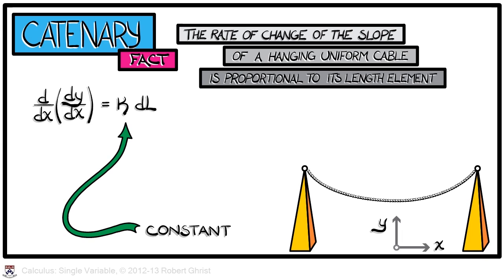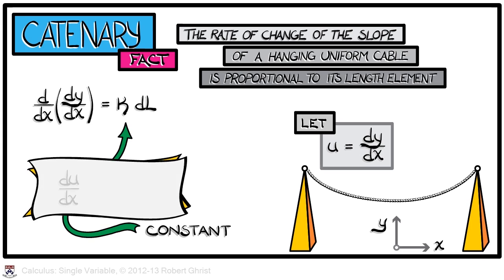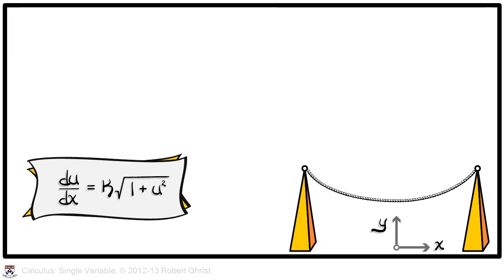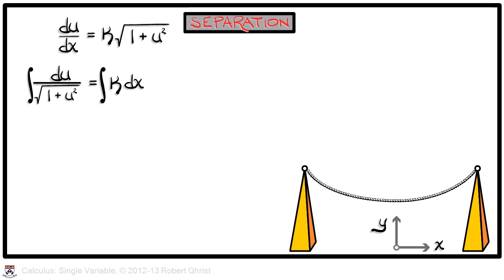Now, how do we make sense of this differential equation and then solve it? It's got two derivatives. But if we let u be equal to dy/dx, then we could write this as du/dx equals kappa times the length element, in this case, square root of 1 plus u squared. That is a differential equation that I think we're going to be able to solve. Indeed, this is clearly a separable differential equation. And so, moving root 1 plus u squared to the left, we have on the right kappa dx.